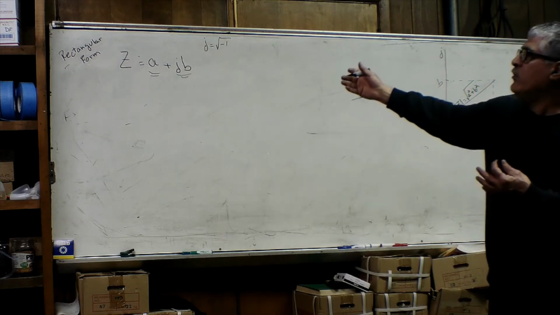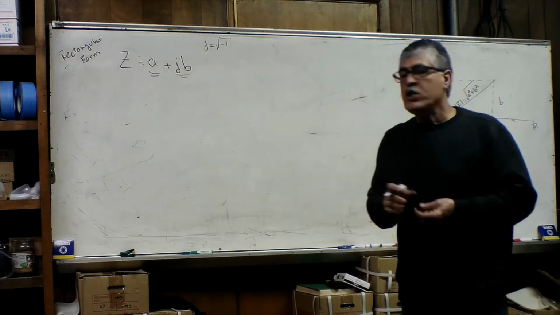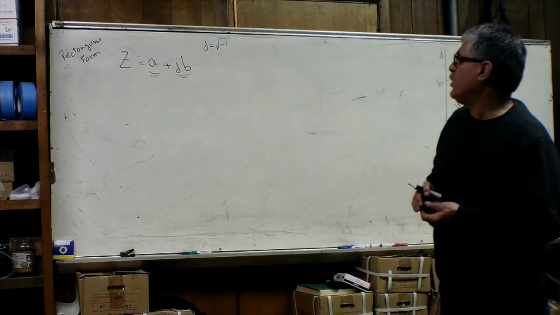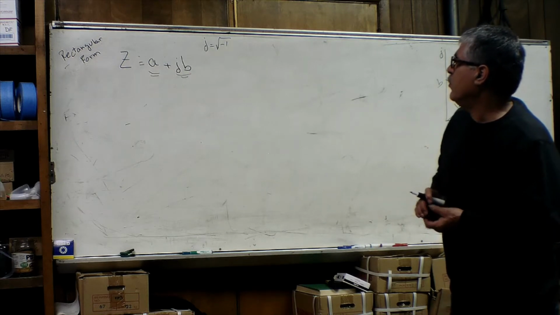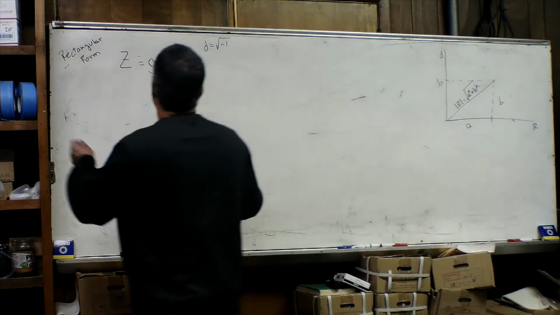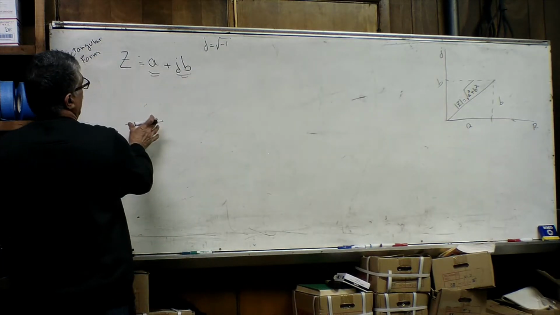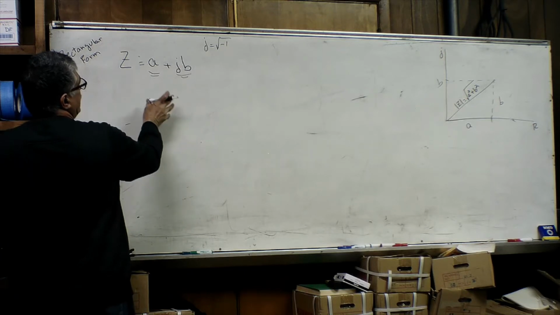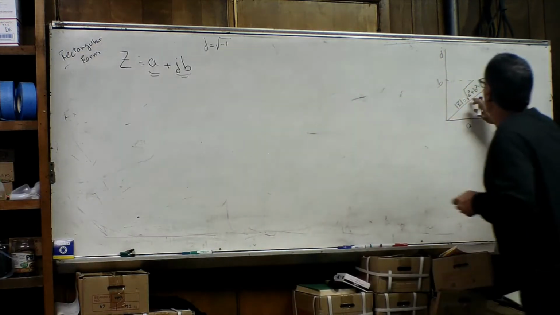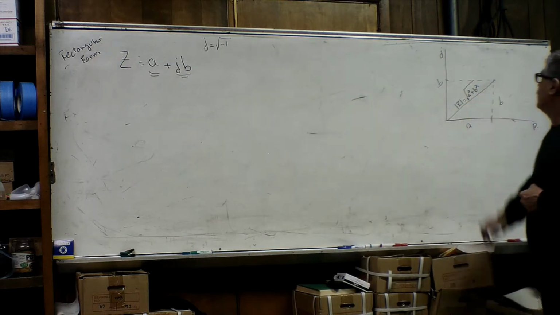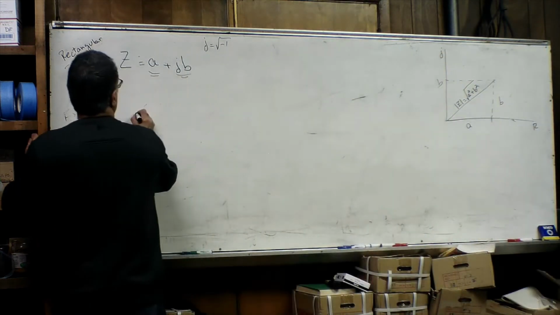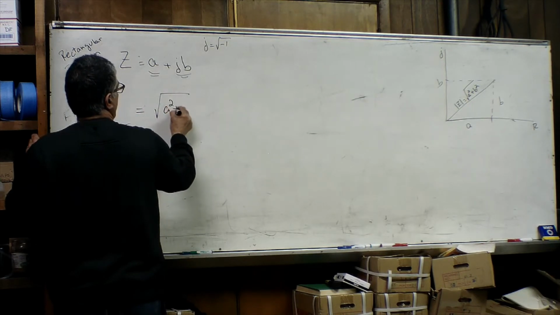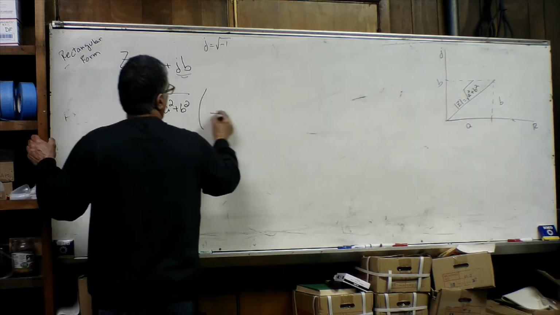We can convert this into the exponential form. In order for us to convert that to exponential form, let's go ahead and multiply and divide this equation by the square root of a squared plus b squared. So we can write it like this.